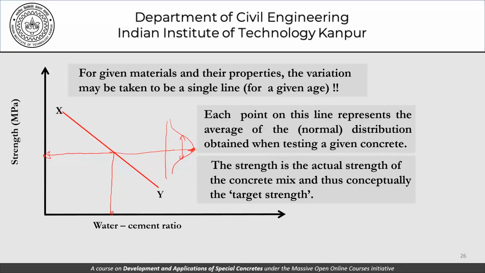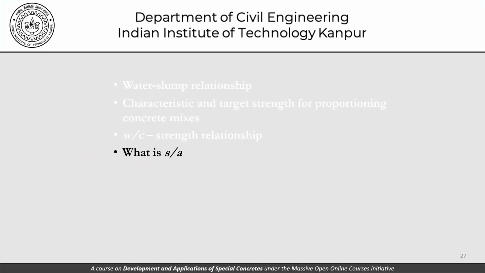Remember this, keep this at the back of your mind all the time. The mean strength, the average strength of the concrete that you use, is actually the target strength for which the mix was proportioned. The characteristic strength was only a tool that you used to get the target strength. Now, having said that, let's come to the concept of S by A.